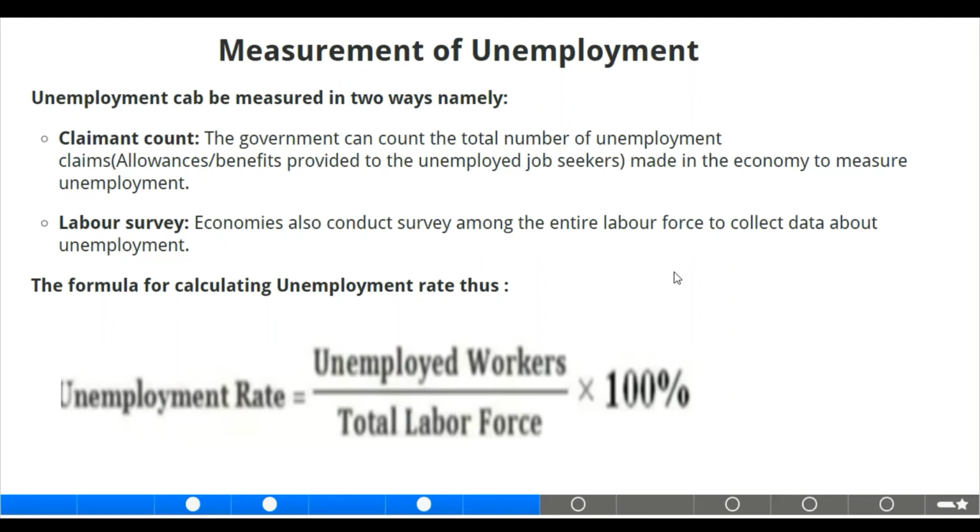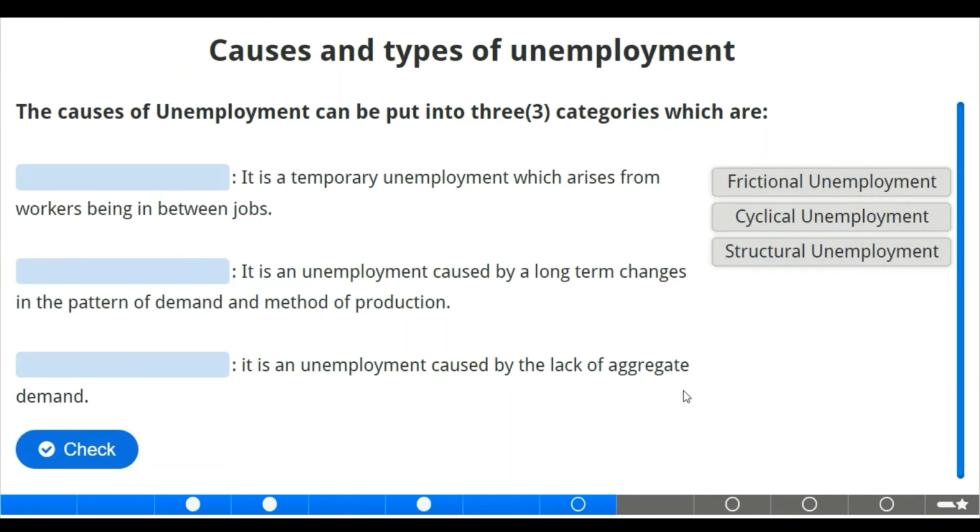Now we have the formula for calculating unemployment rate here. We have unemployed workers divided by the total labor force, that is the total working population of individuals in a country. We move to the next slide. Moving to the next slide, we now have the causes and types of unemployment.